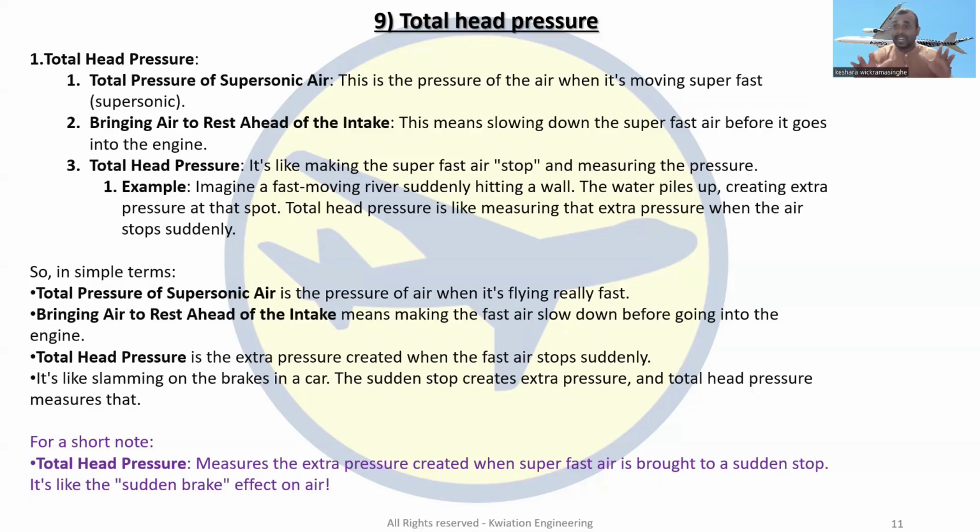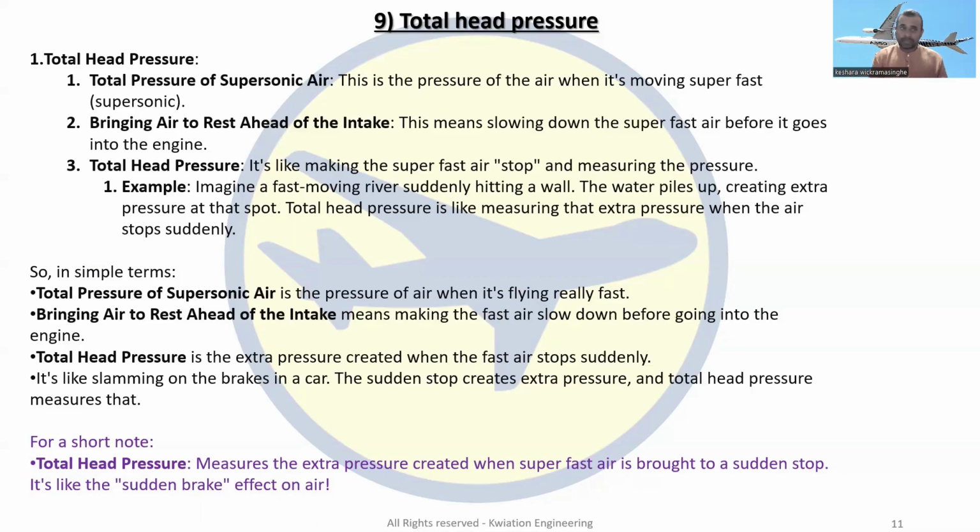Right, so now the total head pressure. So it's like making the super fast air stop and measuring the pressure. So for example, imagine a fast moving river suddenly hits a wall. The water piles up backwards, right? Creating extra pressure at that spot. So total head pressure is like measuring the extra pressure when the air stops suddenly.